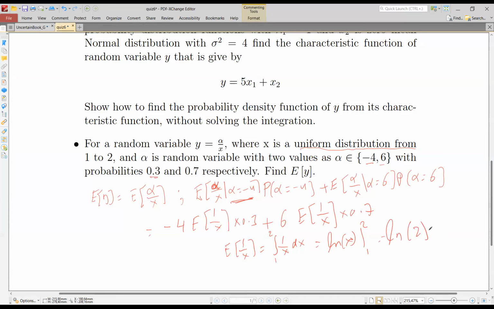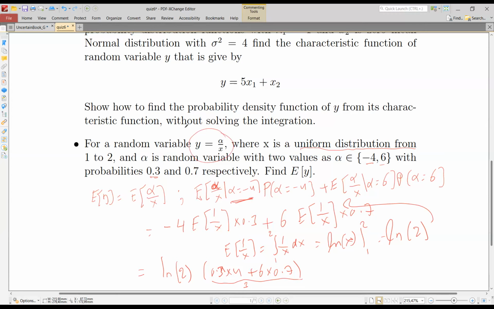Then we can substitute this into the equation. We will have ln 2 multiplied by (-4 times 0.3 plus 6 times 0.7). I don't have a calculator here, but I think it will be around 3. So this should be around 3, something like that. This will be the mean of this random variable.